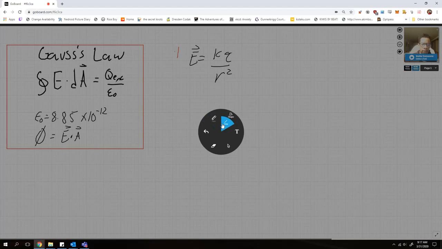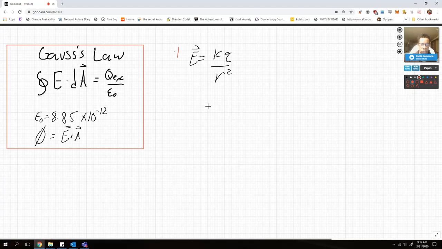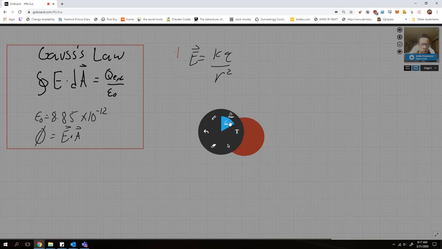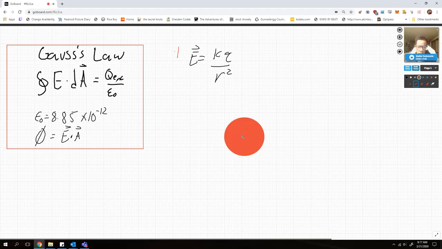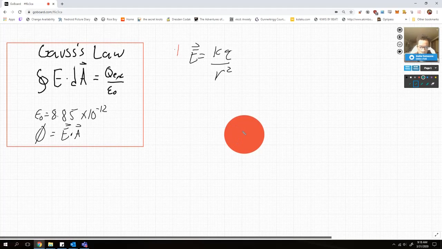Now, let's say instead I had something that was a sphere, and I know that this sphere has some charge Q. And I want to find the electric field someplace out here, and my axis is something right in the middle.